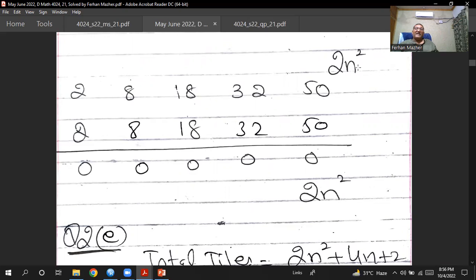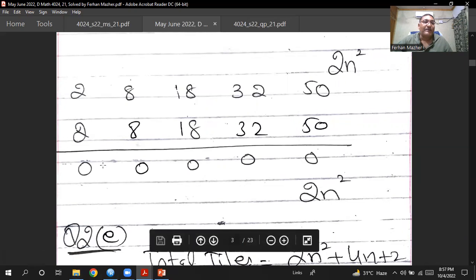When I substitute n with 1, I get 2. When I substitute n with 2, 2 2s are 4, 4 2s are 8, so I write 8 here. When I substitute n with 3, 3 squared is 9, 9 multiplied by 2 is 18. Then I put 4 here, 4 squared is 16, 16 multiplied by 2 is 32. Then I put 5 here, 5 squared is 25, 25 times 2 is 50. Then I subtract them. So I get 0, 0, 0, 0, 0.